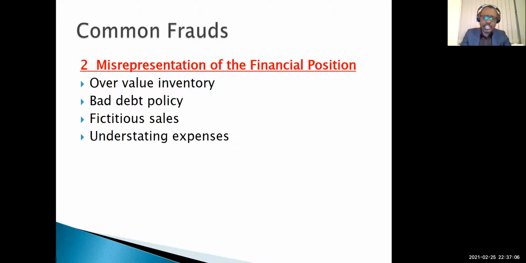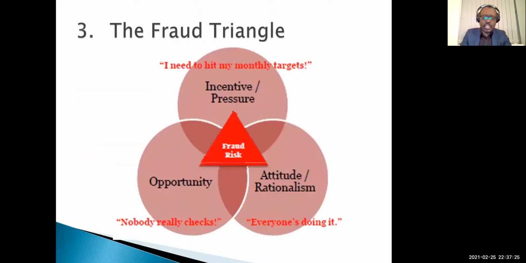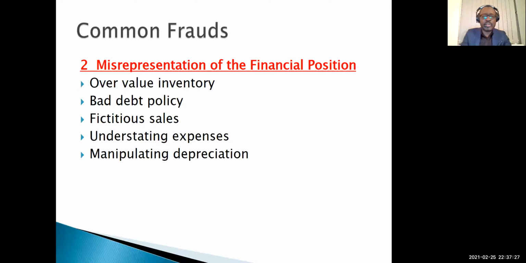Fictitious sales, understating expenses, okay. Even overstating expenses could also be one. Why do you overstate? You did not take a lunch of 200 pounds, but you put in 200 pounds when you know you took a lunch of just 20 pounds. Okay, manipulating depreciation. So these are all examples of common frauds which we could find on the financial position.